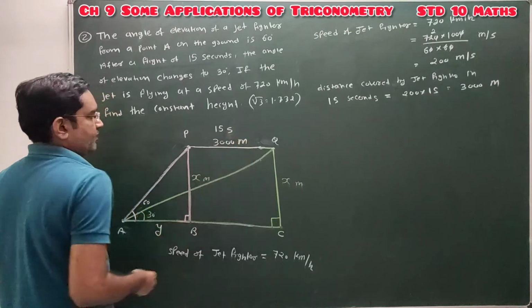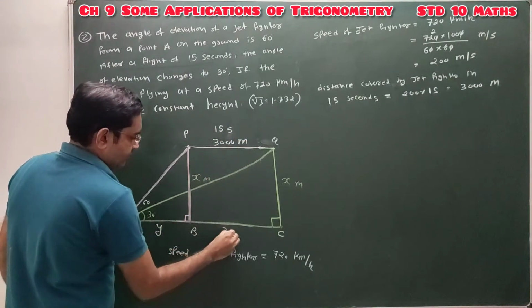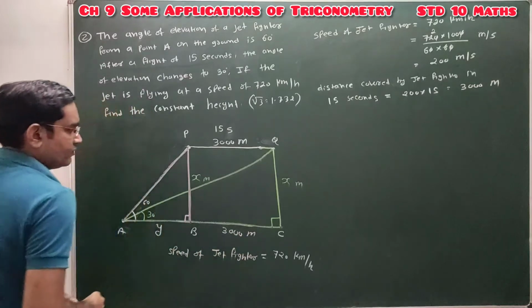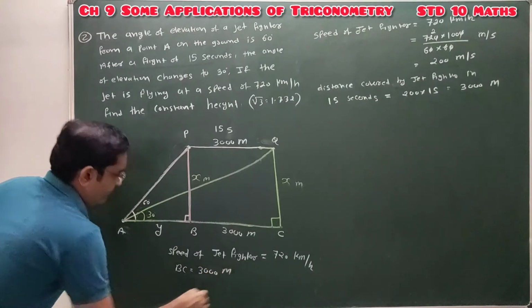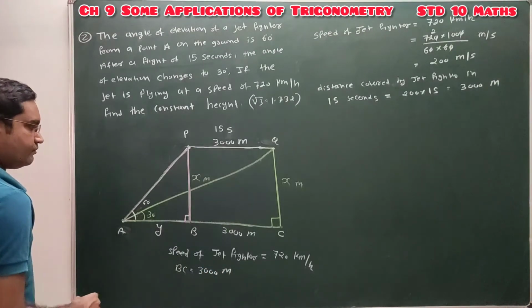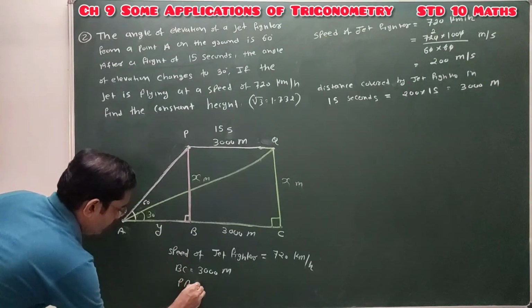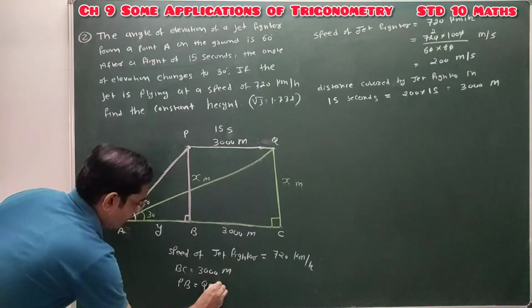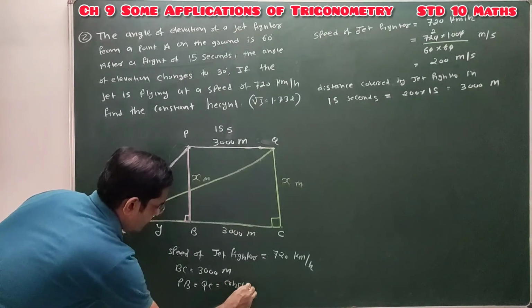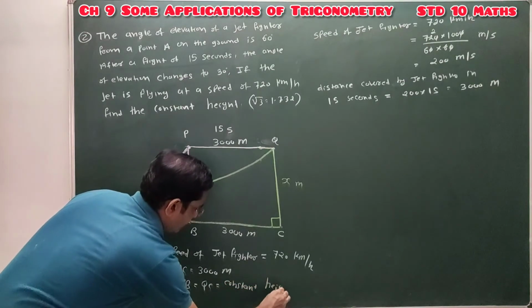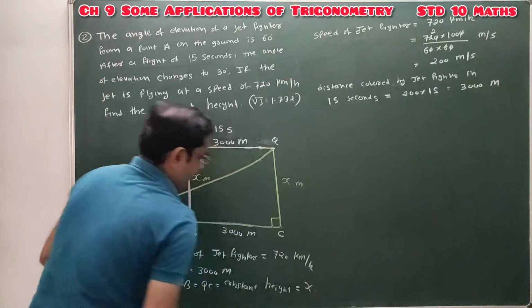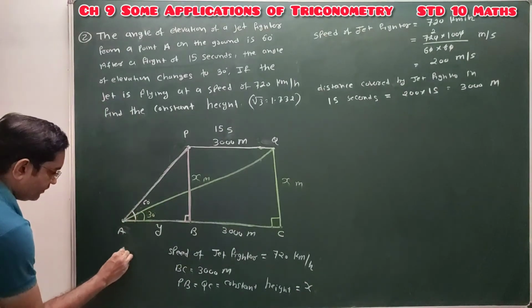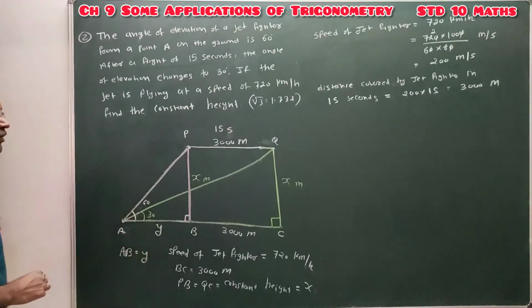So this distance is 3000 meter, and therefore our BC is also 3000 meter. So here BC is 3000 meter. Done. And PB equal to QC, that is constant height of our jet fighter, and that is equal to X. And also we assume this AB, length AB equal to Y. This much we have assumed. That is the description of our figure.